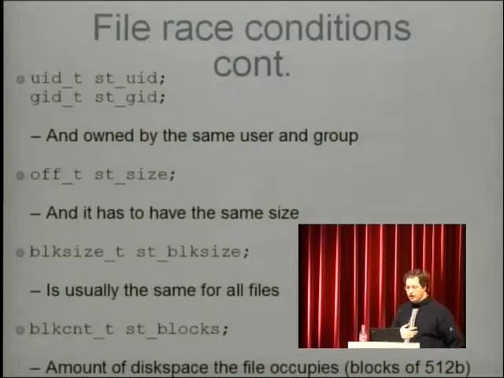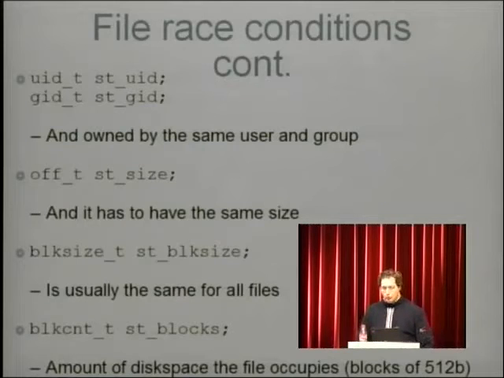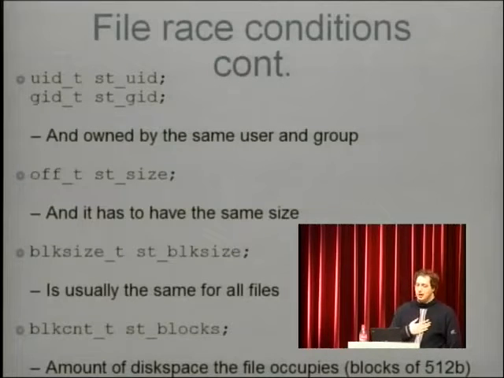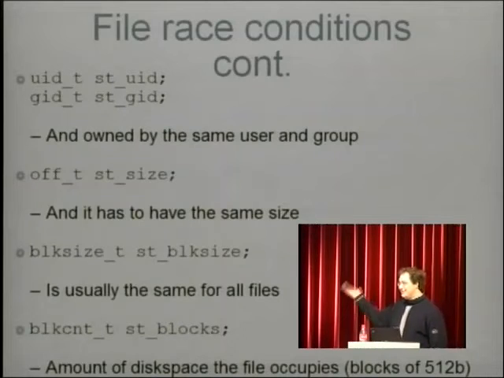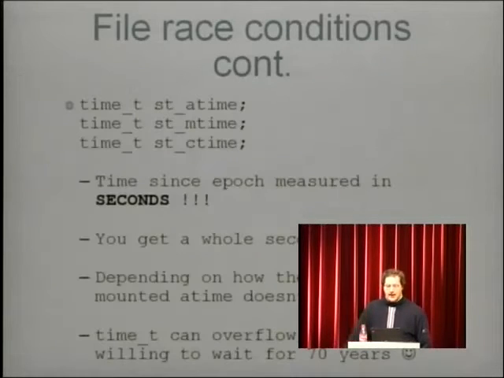The next one is basically where the file has to be the same size. I guess this might be a problem in some cases, but it doesn't prevent the race condition. And then the block size doesn't really matter because it's usually the same for all files across one file system. The block count is sort of like the file size, but it differs if you have sparse files. So again, this does not prevent the race condition.